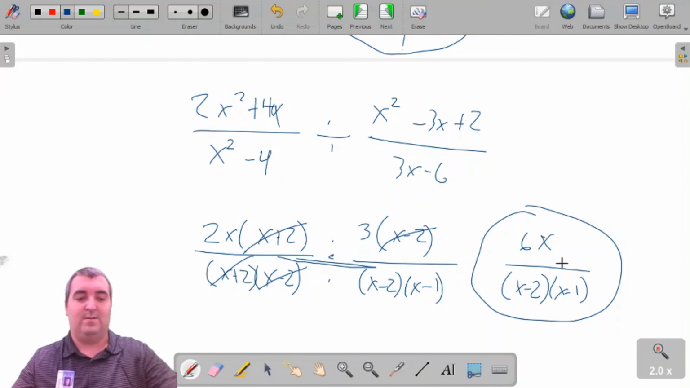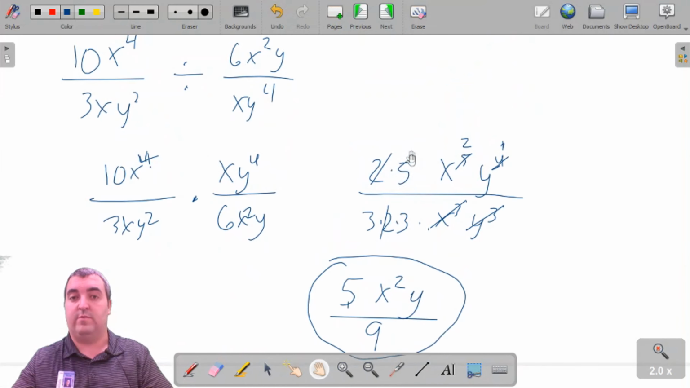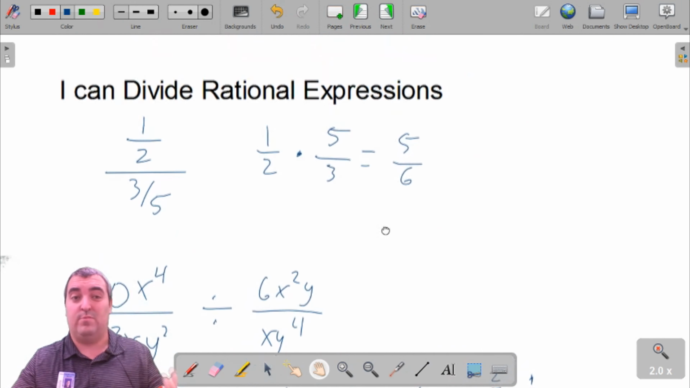All right, sweet. So yeah, like I said, just make sure you multiply by the reciprocal when you are dividing, and then it's just like multiplication.